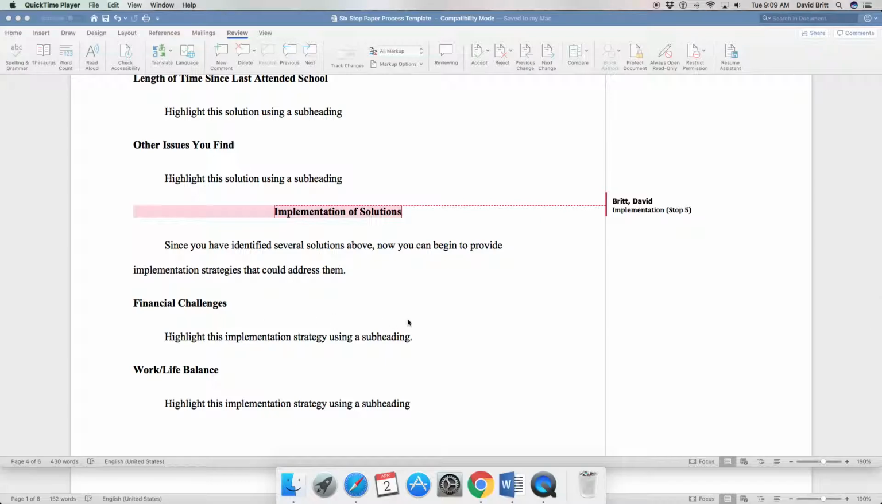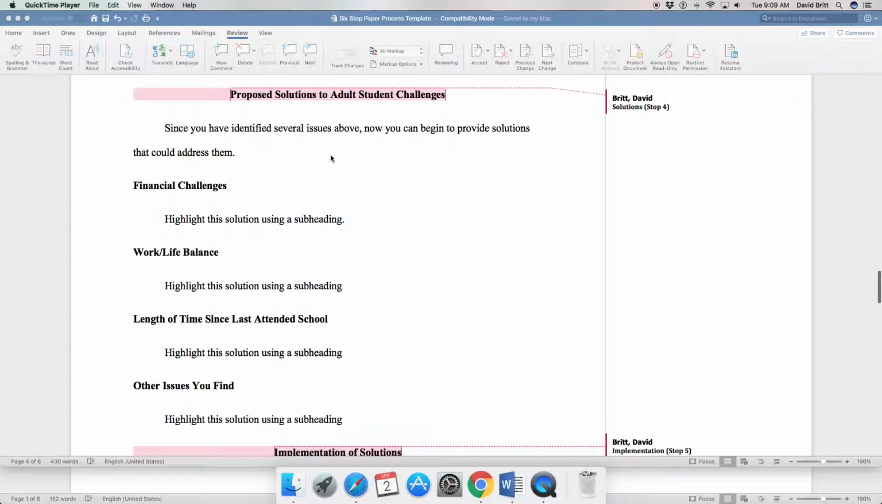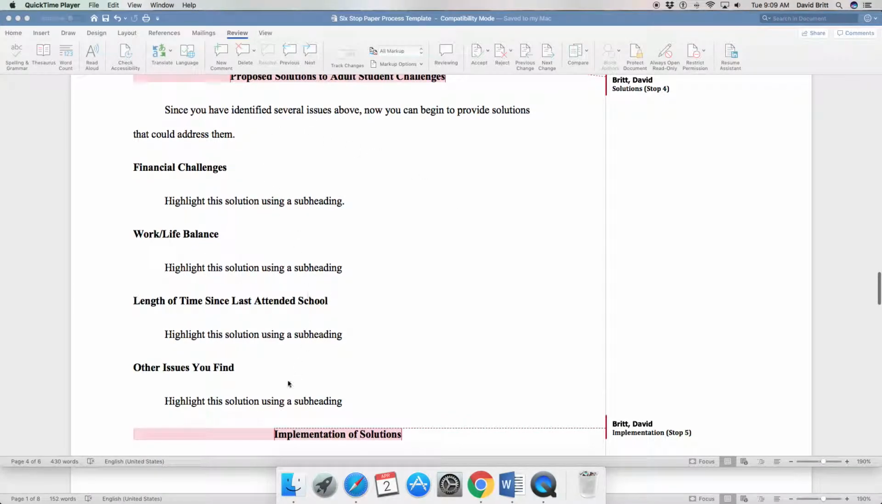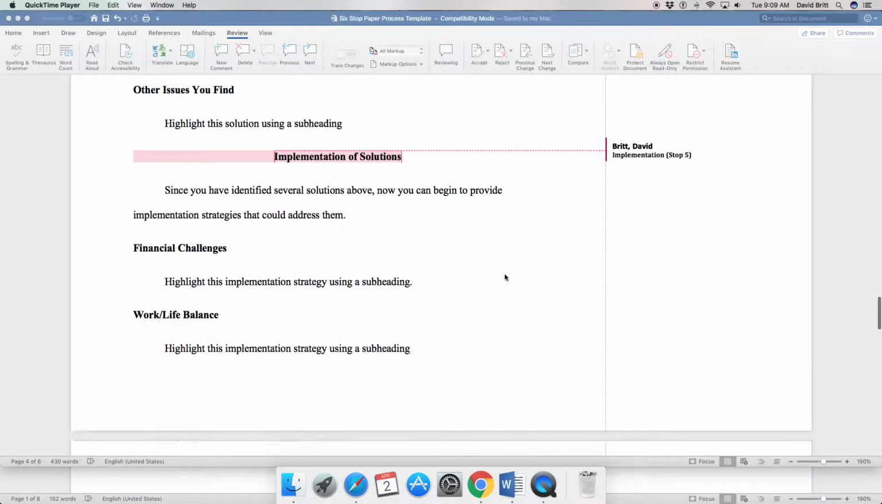What you could do, and I don't want to confuse you, but I invariably get this question from students, is you can actually combine the implementation and solution areas. So this could be proposed solutions and implementation to adult student challenges, and you could do both stop 4 and stop 5 in the same section. You don't need to necessarily put these into 2 different sections. I just put them in 2 here to highlight the fact that you need to make sure that you provide implementation strategies for those.